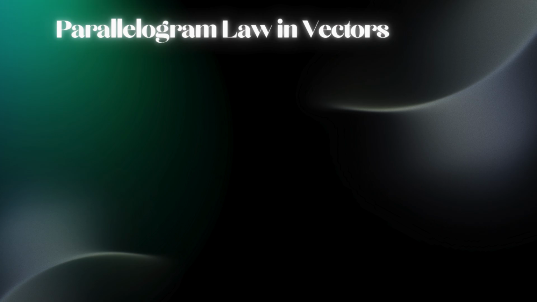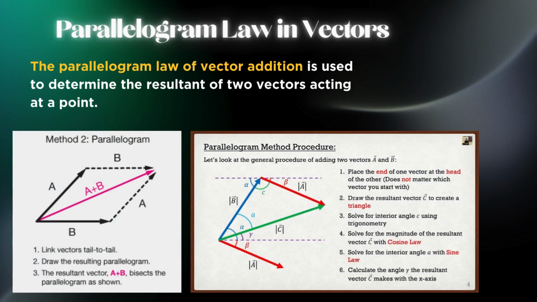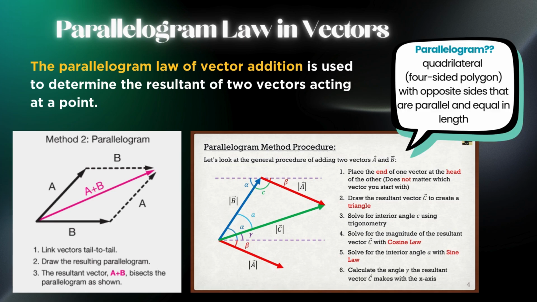Parallelogram law in vectors. The parallelogram law of vector addition is used to determine the resultant of two vectors acting at a point. This slide shows how to draw the parallelogram method. What is a parallelogram? A parallelogram is a quadrilateral, a four-sided polygon with opposite sides that are parallel and equal in length.